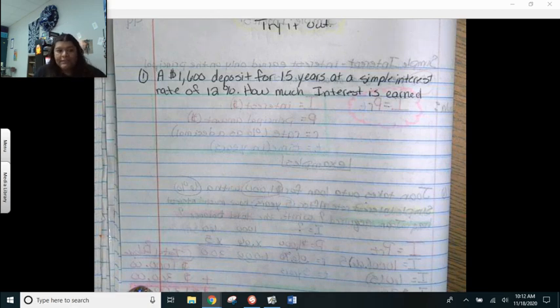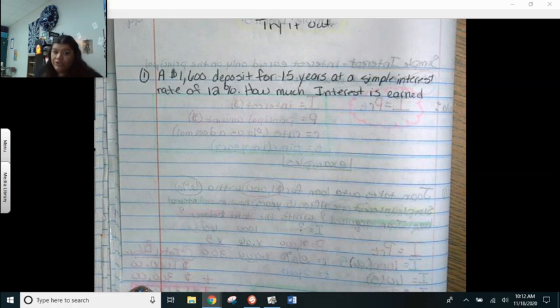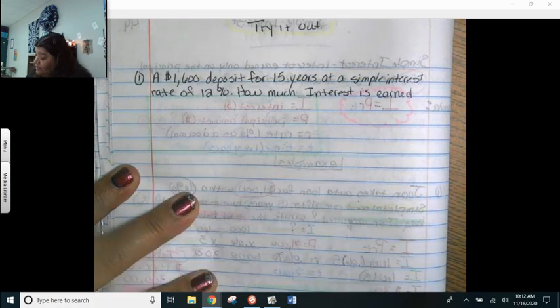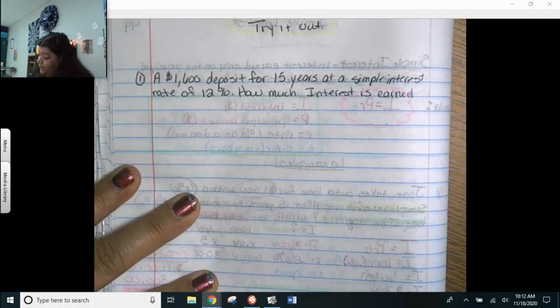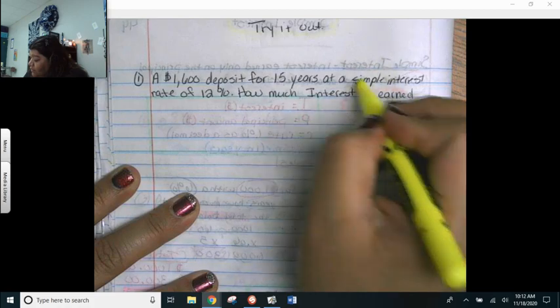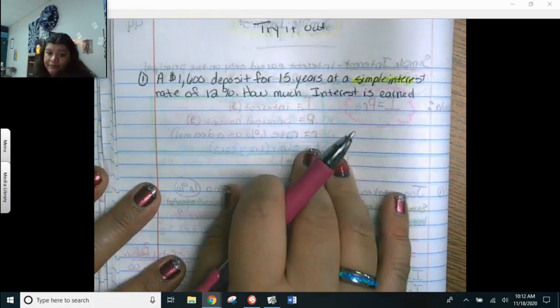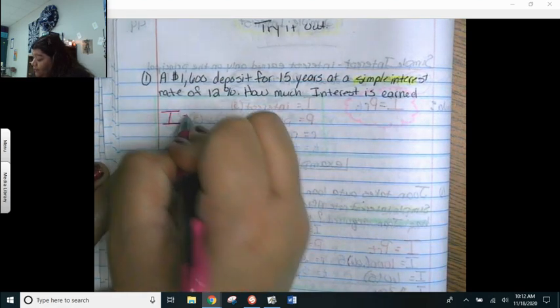All right, it says a $1,600 deposit for 15 years at a simple interest rate of 12%. How much interest is earned? Easy enough. Okay, let's take a look. I see the word simple interest. So if you need to, go back to your notes here. That's why we have them written, right? And I know that this is the formula.